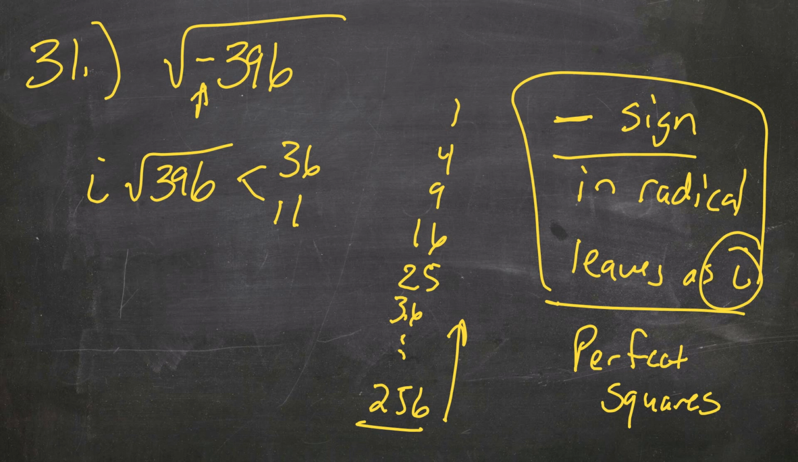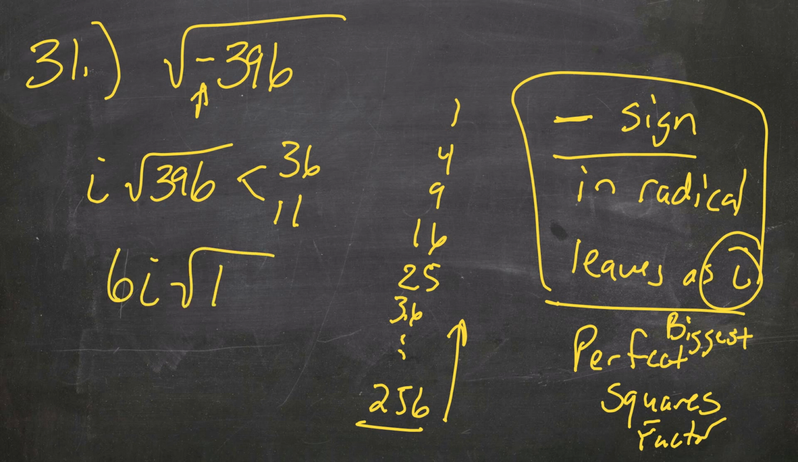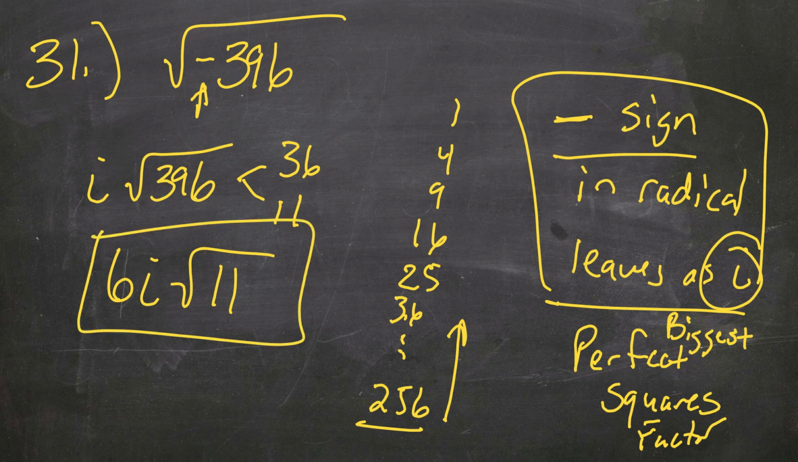4 is going to work too. If you use 4, you're going to have to actually break it down a second time. So you're going to use the biggest perfect square factor. All right, 36 and 11. So 36 comes out, I get 6i, and then 11 is not perfect, so it stays in forever. And that's it. That's your final answer.